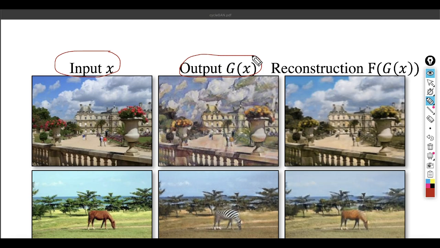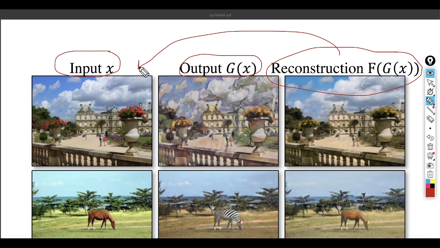Now what we do, we again try to reconstruct the original image with the help of generator F. So here you can see reconstruction and the output of generator F, that is F of G of X. After the reconstruction phase, we try to compare this reconstructed image with the original image, and then we evaluate our model's performance. The main goal of CycleGAN is to make both these images, the original image and the reconstructed image, indistinguishable from each other, which means the model is performing really well.